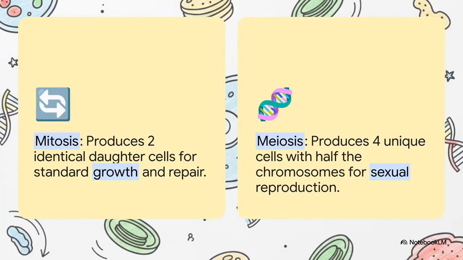Finally, our cellular factory has to expand, right? Which brings us to cell division. Mitosis is your standard growth and repair cycle. It takes one parent cell and creates two exact genetically identical clones. Meiosis, however, is strictly for reproduction. It's a two-step process that results in 4 unique daughter cells, and here's the kicker. Each of them has exactly half the number of chromosomes as the parent.